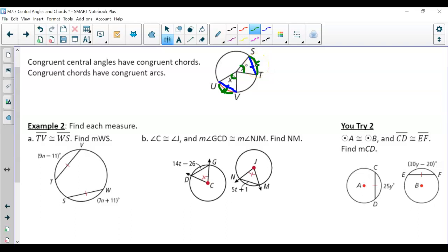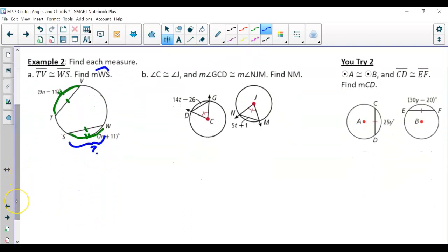So like here, notice how we're given two congruent chords because of the marking. That means that the arcs are also congruent to each other. So if we're going to look for the measure of arc WS, so we're looking for the measure of the arc, right? That means how can we solve for n? Set them equal to each other. So 9n minus 11 is equal to 7n plus 11. Now we're just solving a multi-step equation.